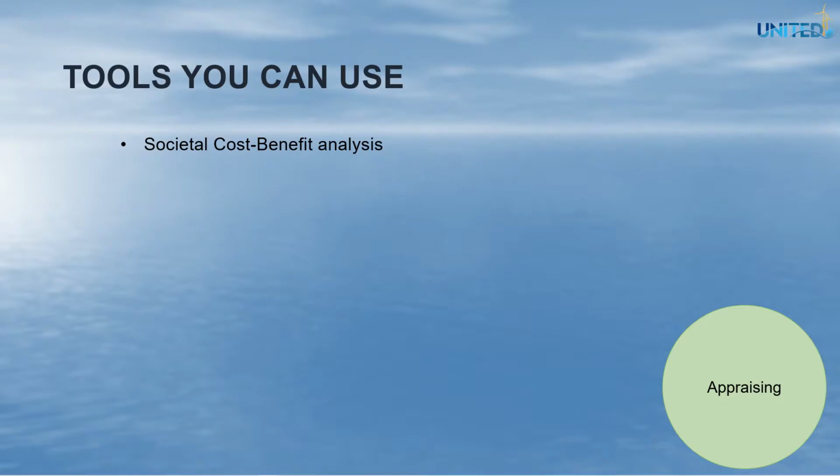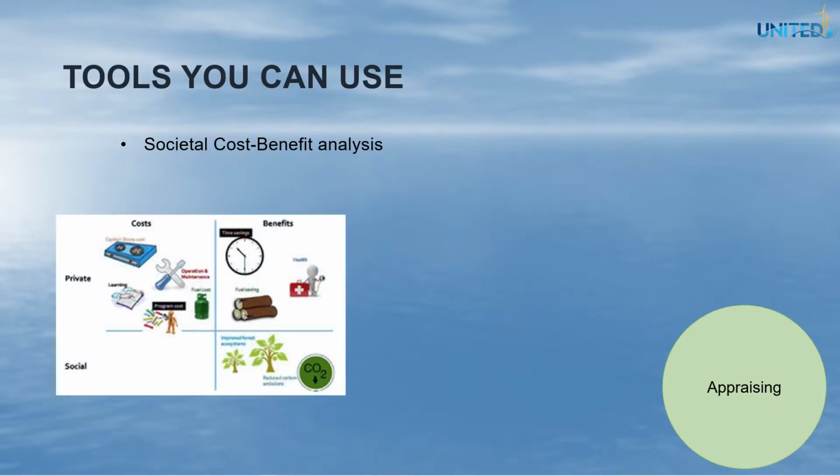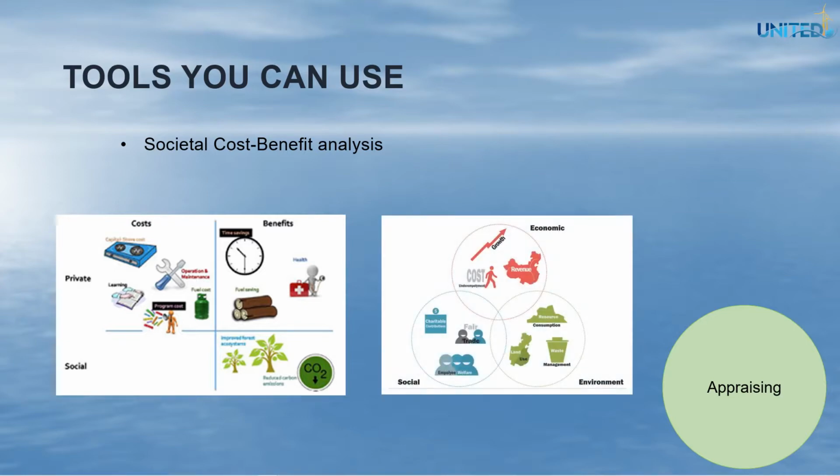Then there is societal cost-benefit analysis. This is based on the principle that there might be a difference between the private costs and benefits, so for the individual or the individual company, and societal costs and benefits of an undertaking. In addition, you include economic factors, but also societal factors and environmental factors in your cost-benefit analysis.